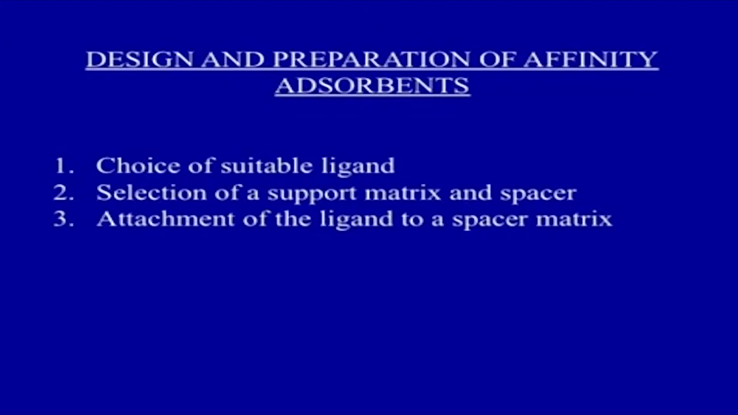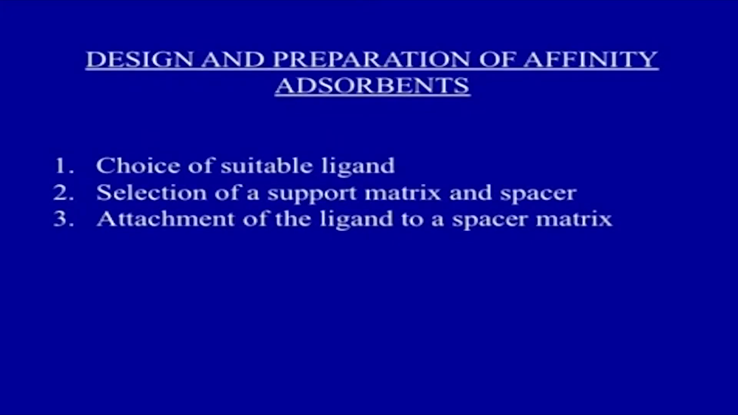So, if you consider design and preparation of an affinity chromatography matrix, like I said, it requires choosing certain particular things in the affinity adsorbent for purification of a particular protein, and it involves three major factors. One is choice of a suitable ligand, second is selection of a support matrix and spacer, and then attachment of the ligand to the spacer matrix. So, let us discuss each of these things here in detail.